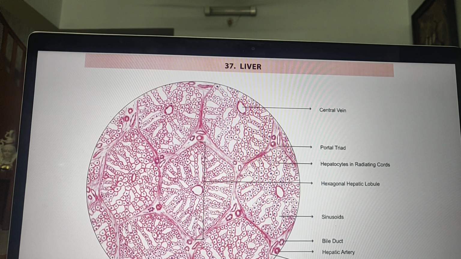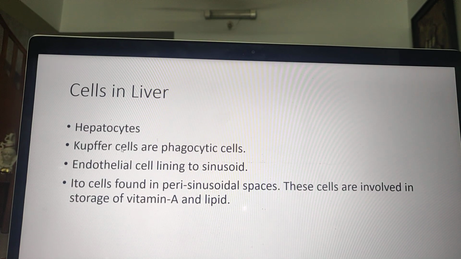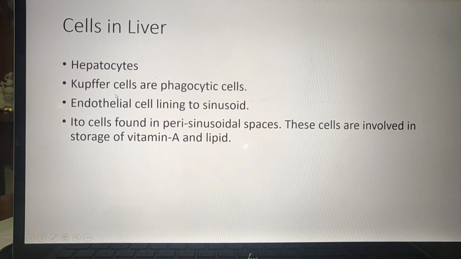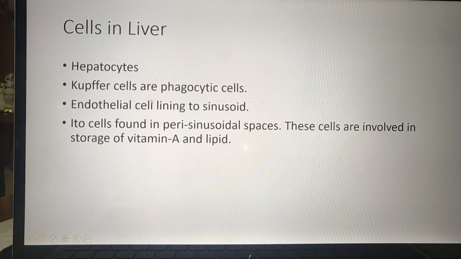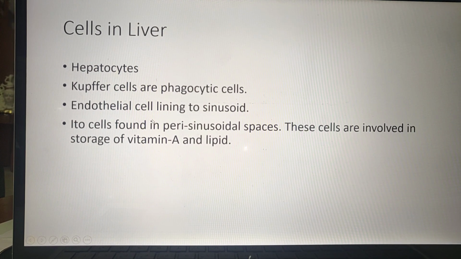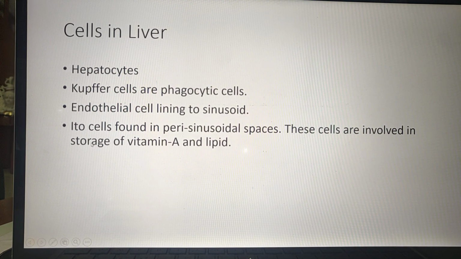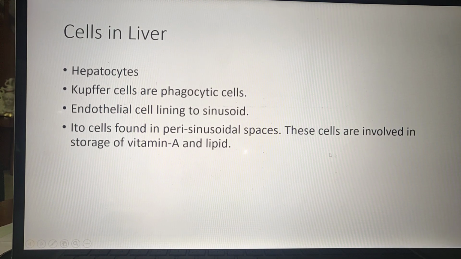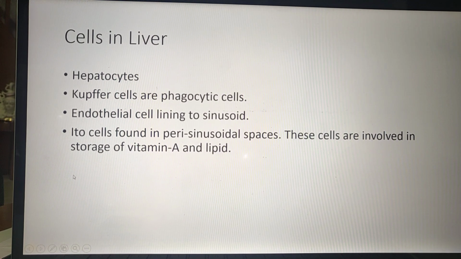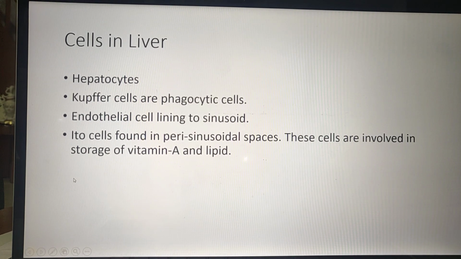The cells you can see inside the liver are mainly hepatocytes. Kupffer cells are phagocytic in nature, endothelial cells line the sinusoids, and Ito cells are found in the perisinusoidal space. These cells are involved in the storage of vitamin A and lipid.